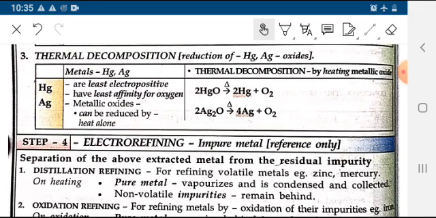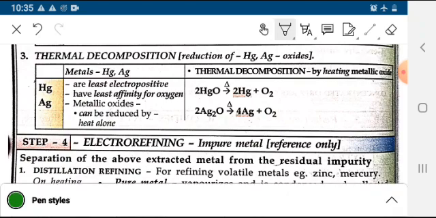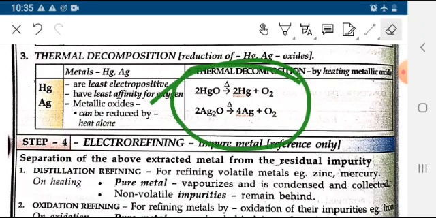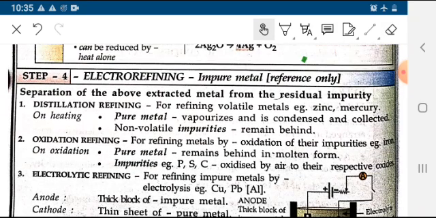Next is the thermal decomposition. Thermal decomposition includes reduction of mercury and silver. These oxides are heated, that is thermally decomposed, and this is the product obtained. After this, the last step is electro refining, that is impure metal is converted to pure metal. As you can see, various steps are given.